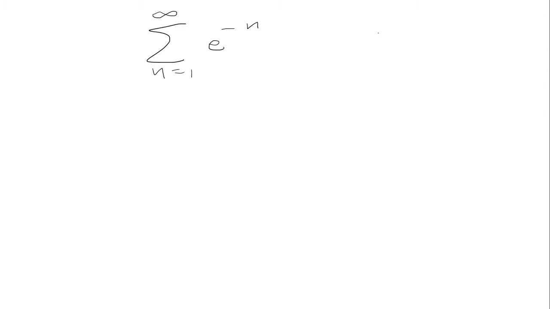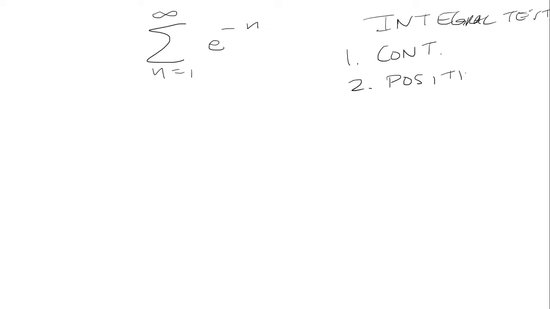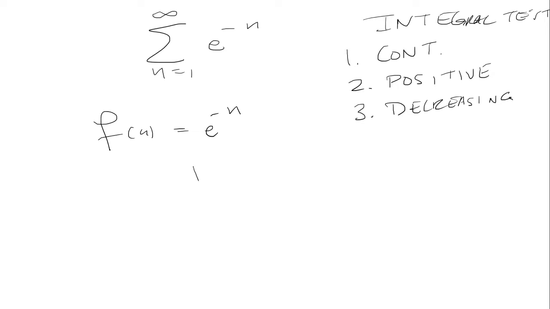So the conditions for the integral test are: f has to be continuous, has to be positive, so the sequence a sub n has to be positive, and it has to be decreasing. So we're going to define f of n as e to the negative n. We know that this is an exponential decay.